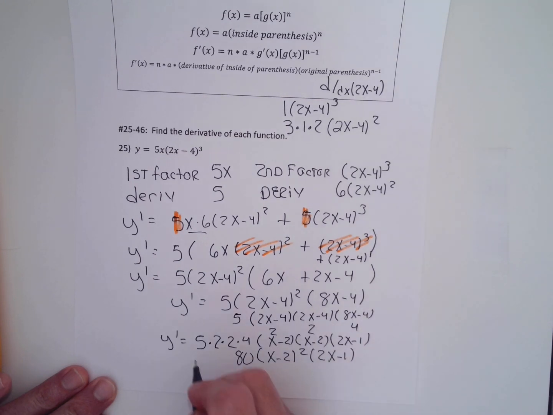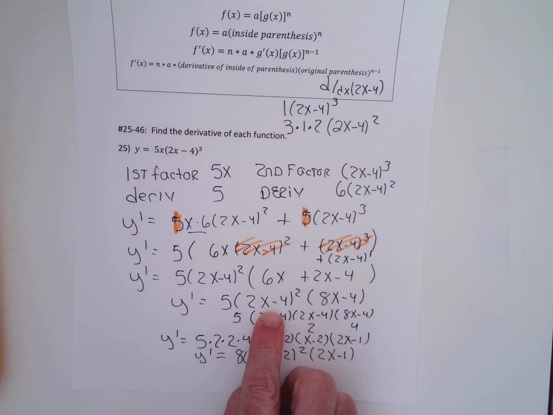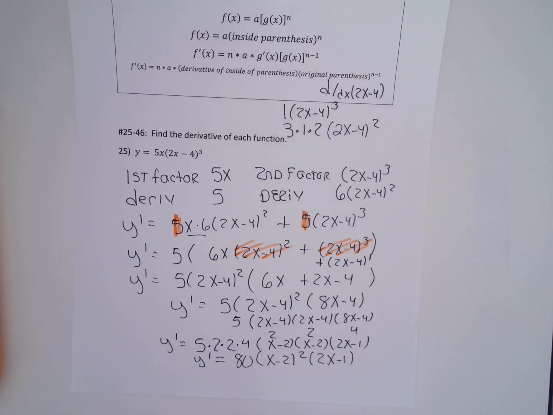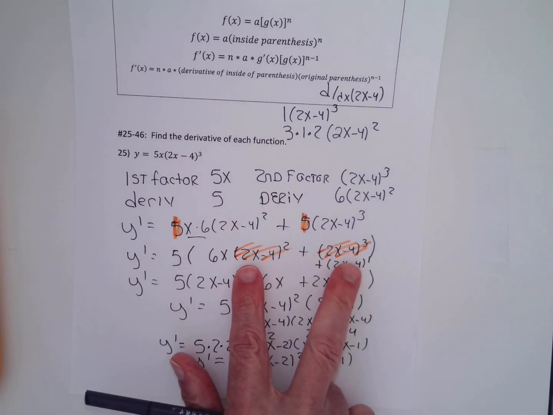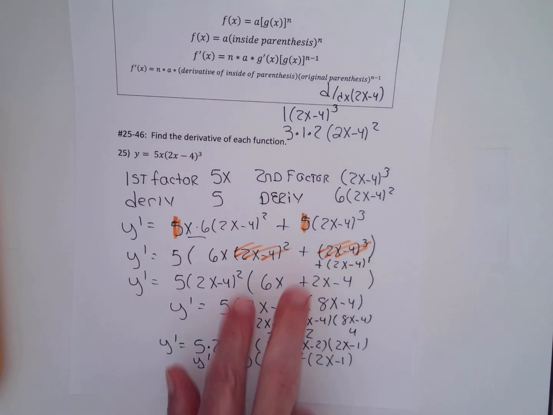That's reducing on steroids. Good to do. If you didn't catch that factor of 2x minus 4, fine. Usually when I'm using the chain rule and the product rule together, I always do the double common factors: the integer common factors and the parentheses common factors. And then this just got kind of cutesy.